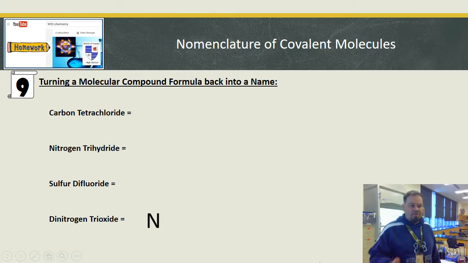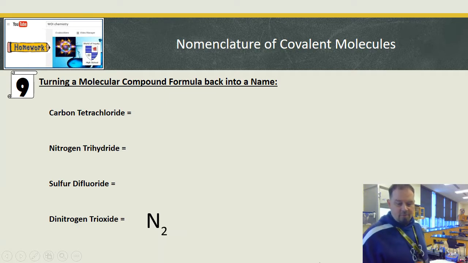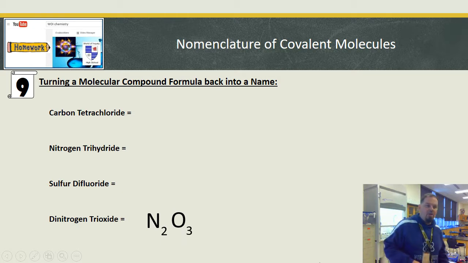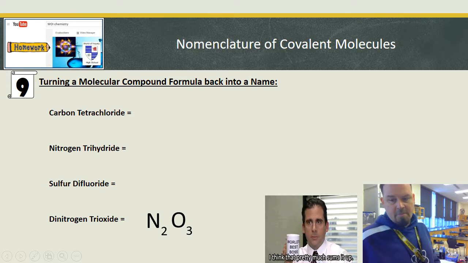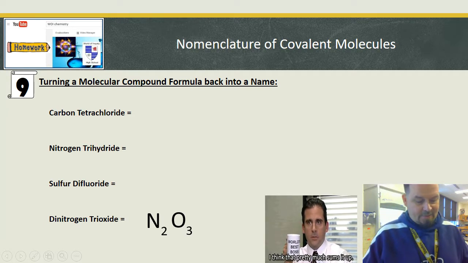Dinitrogen. So I'm going to start with nitrogen, but di means I need 2. And then trioxide. I've done this before. So this is oxygen with the 3 of them. Trioxide. Now we can go forwards and backwards with naming covalent compounds. Now we just need some more practice.